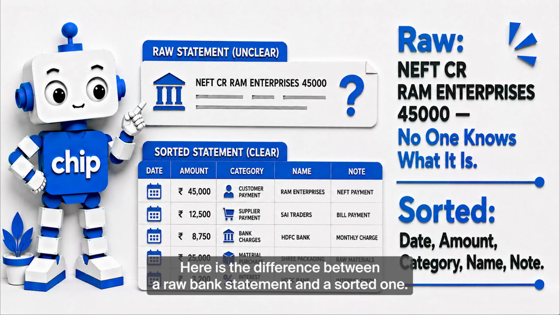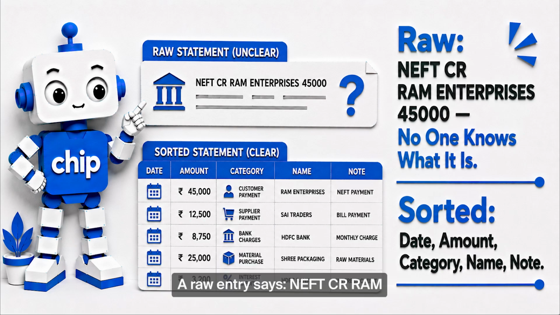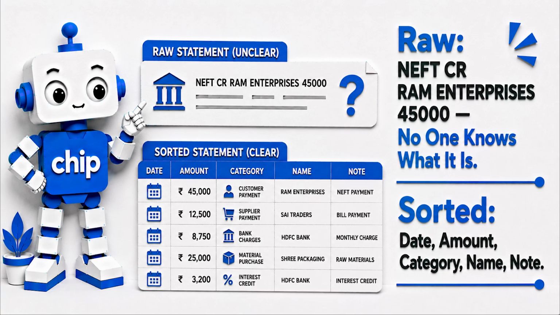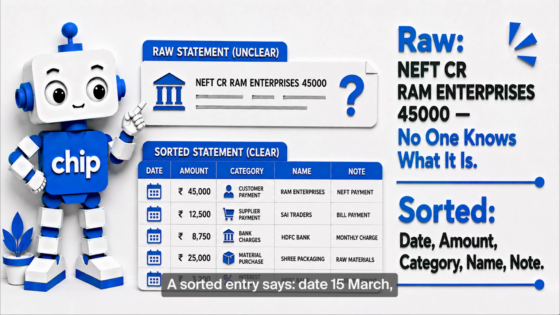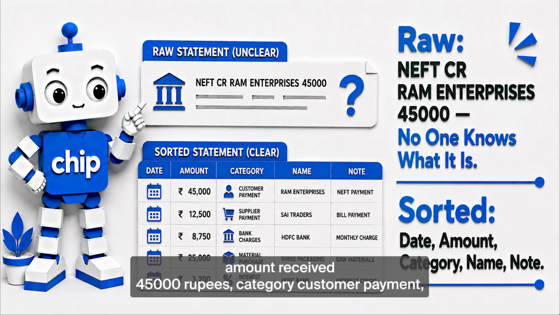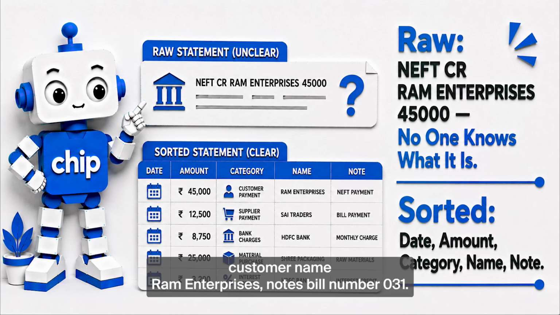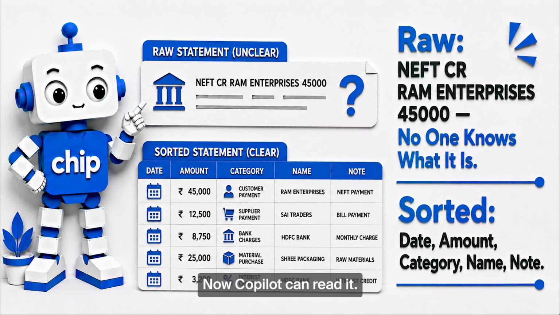Here is the difference between a raw bank statement and a sorted one. A raw entry says, NEFT CR RAM Enterprises 45,000. Is that a customer payment? A loan? A refund? Nobody knows. A sorted entry says, date 15th March, amount received 45,000 rupees, category customer payment, customer name RAM Enterprises, notes bill number 031. Now Copilot can read it.